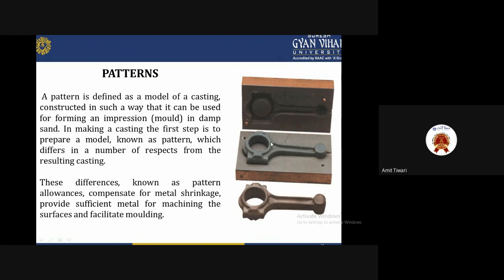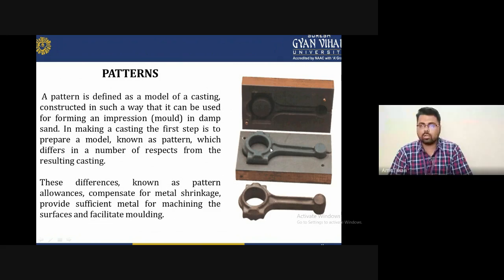After that, liquid metal is poured into the hole, and it is converted completely into the solidified form. Then you remove this material like this, and it shows that this is a pattern. So a pattern is simply a structure, or a copy of the final product that you want to fabricate.